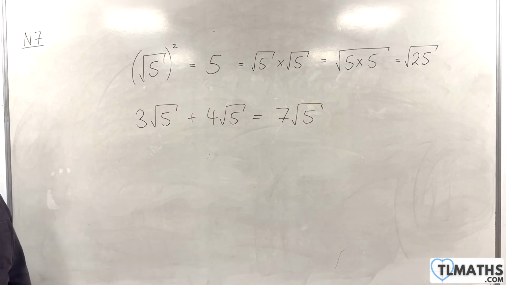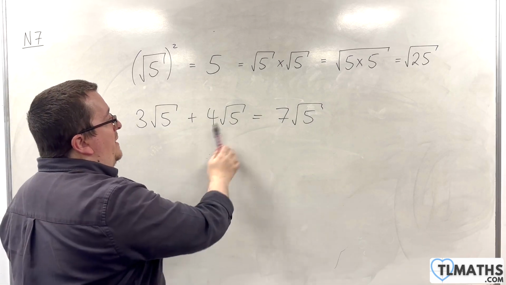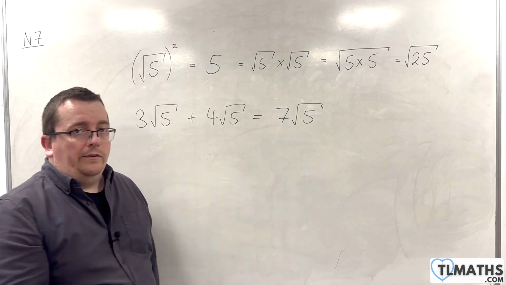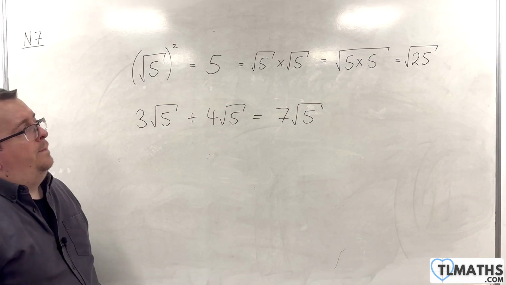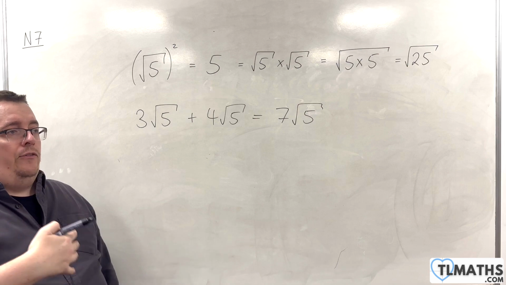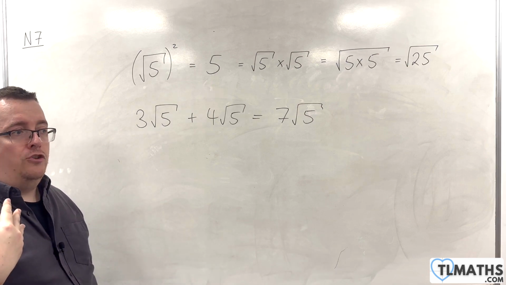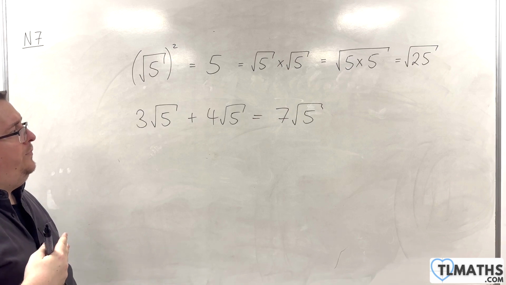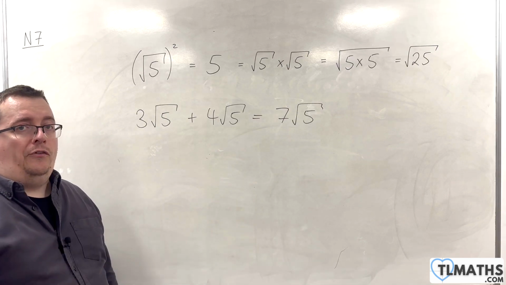If I've got 3 elephants and I've got another 4 elephants, how many elephants have I got in total? I've got 7 elephants. So it's the same idea. Essentially, this is underpinning what you see in the algebra section. So if I had 3x plus 4x, that's 7x. It's the same thing.